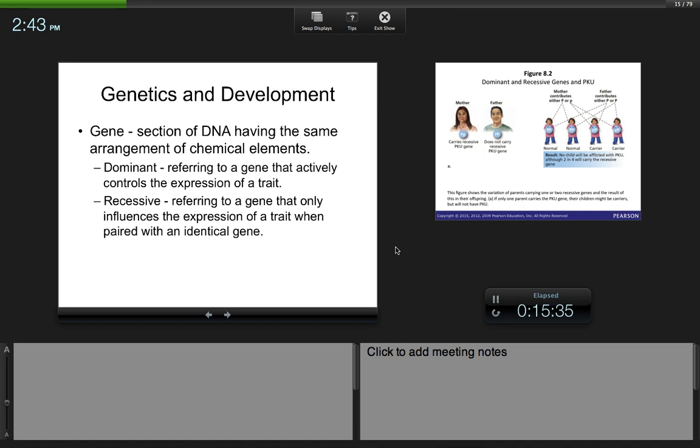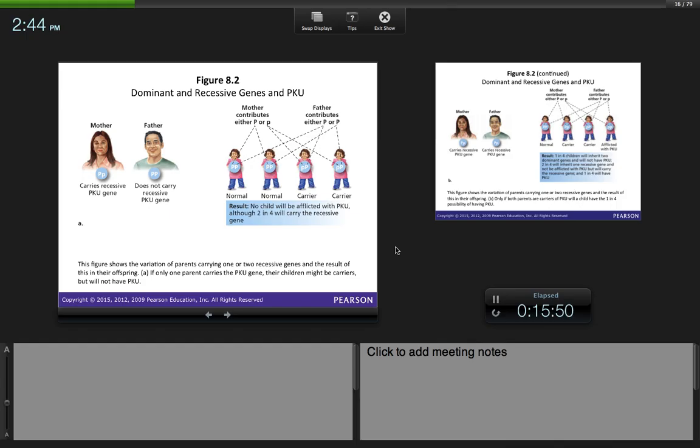If you get a brown gene from mom and a blue gene or a blonde gene from dad, what color is your hair likely to be? Brown. If the dominant trait is there, it is the one that becomes expressed. It's fairly complicated. But here we go.